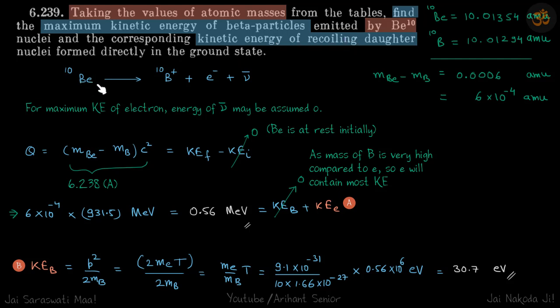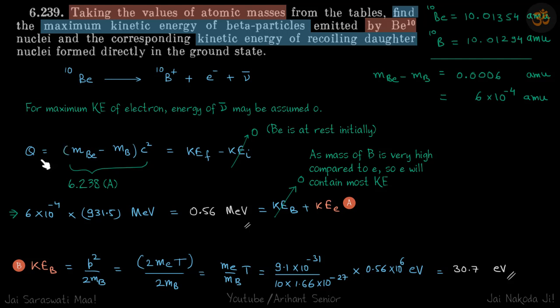So Be10 is having a beta minus decay. So the resultant is B10 plus e minus plus antineutrino. Now, because we need to find the maximum kinetic energy of the beta particle, we can assume that the kinetic energy of the antineutrino must be 0. So for maximum kinetic energy of the electron, the antineutrino's may be assumed 0.